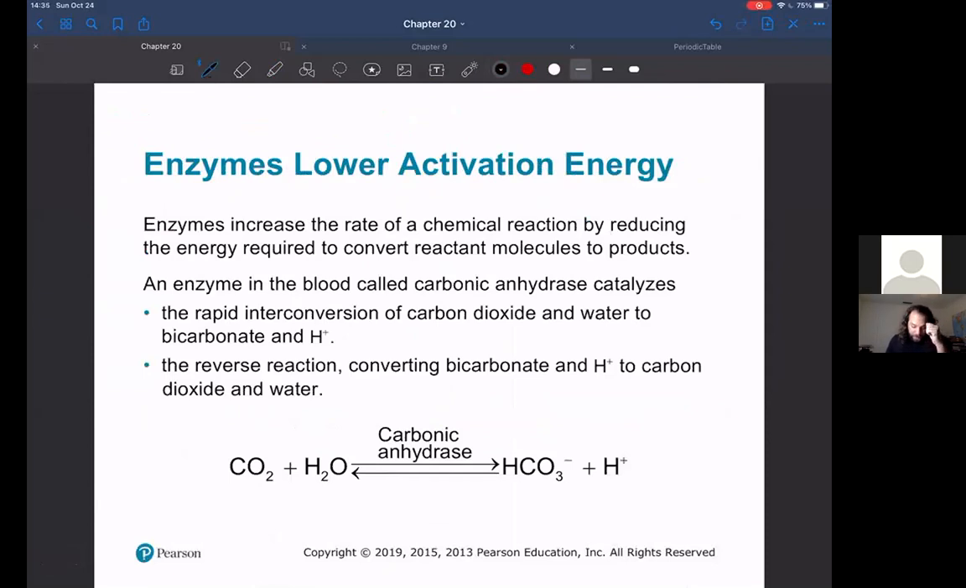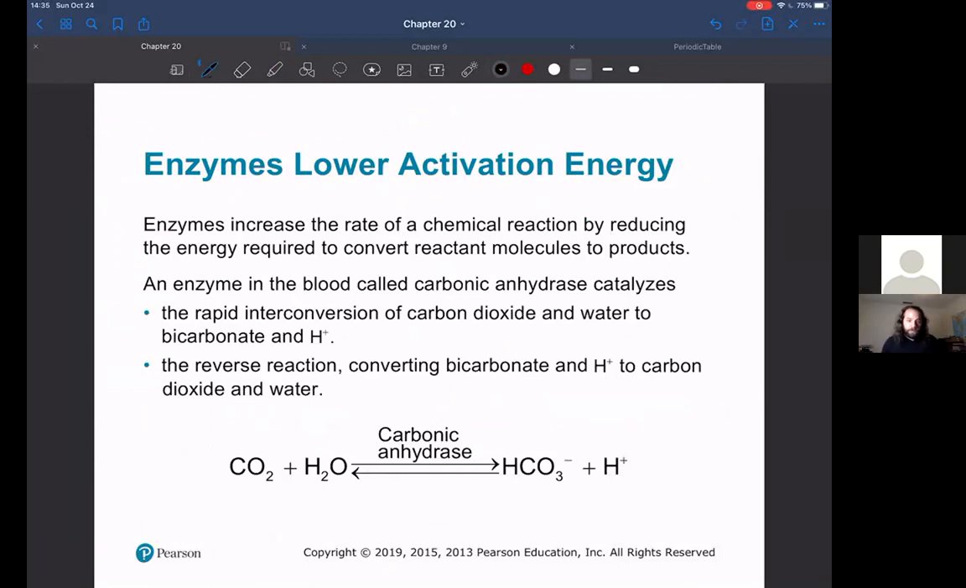So again, they increase the rate of a chemical reaction by reducing the energy required for that reaction to take place, for the conversion from reactants to products. Remember, if we're talking about enzymes being a catalyst of a chemical reaction, that means that there's a chemical reaction underlying each of these enzymes, some conversion, making and breaking chemical bonds, right? Conversions from reactants to products.